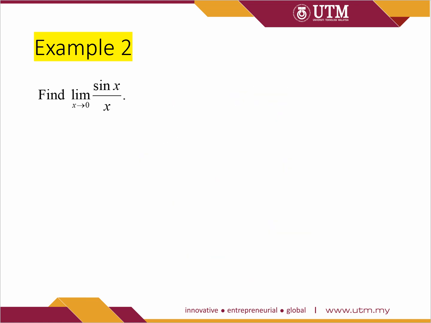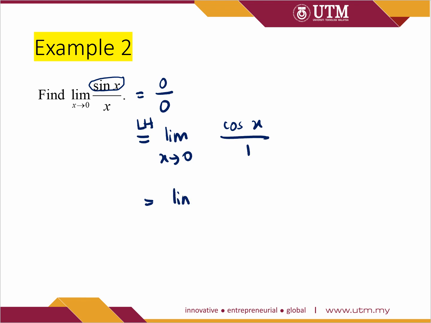Next is the previous example. Given that sin x over x gives 0 over 0, what we can do is apply L'Hopital's rule, where the limit as x approaches 0 becomes the derivative of sin x, which is cos x, over the derivative of x, which is equal to 1. Now we can just substitute x approaching 0 into this. So you get cos 0, which is equal to 1.